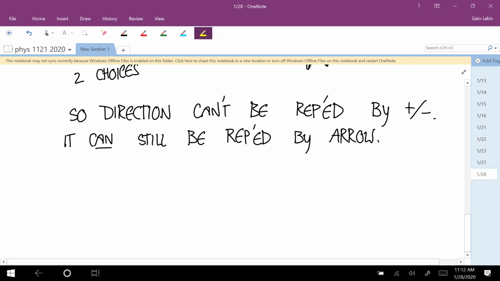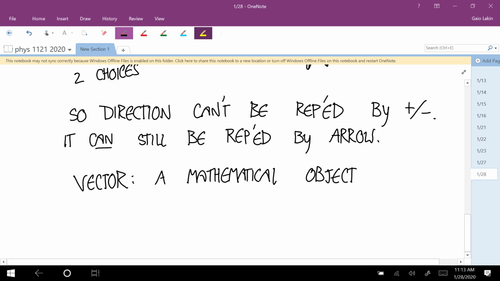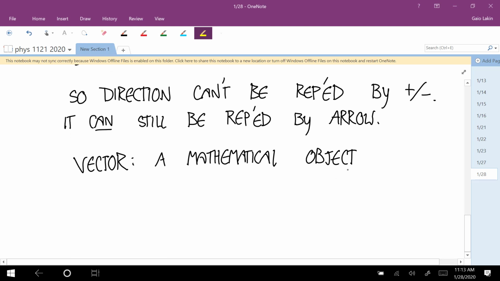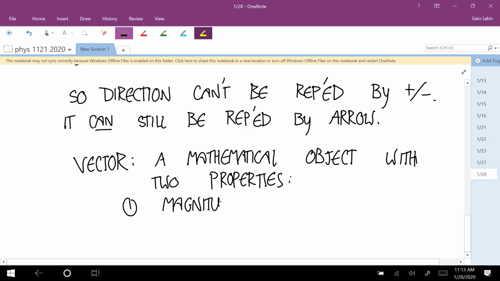Okay, so that brings us up to the definition of a vector. And a vector is a mathematical object with two properties. So what's a mathematical object? A table is not a mathematical object, but a triangle or something is, okay? It's not something that's there in the real world, but it's a mathematical thing. You can imagine it. And this one has two properties, and these you need to remember. The first one is a magnitude. And the second one is a direction.